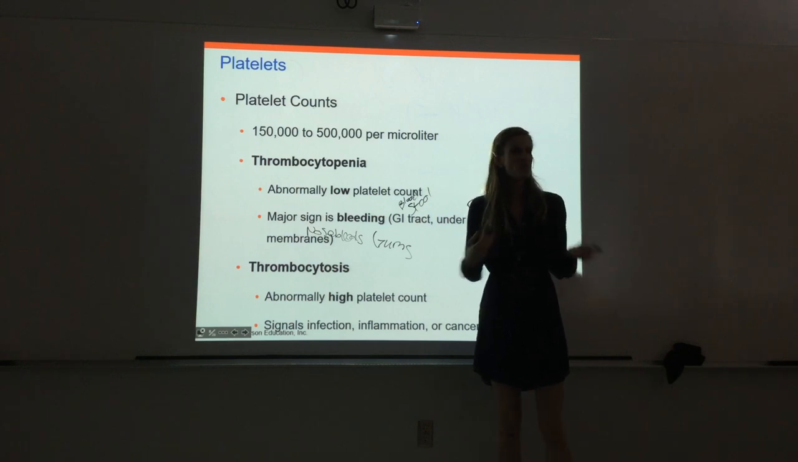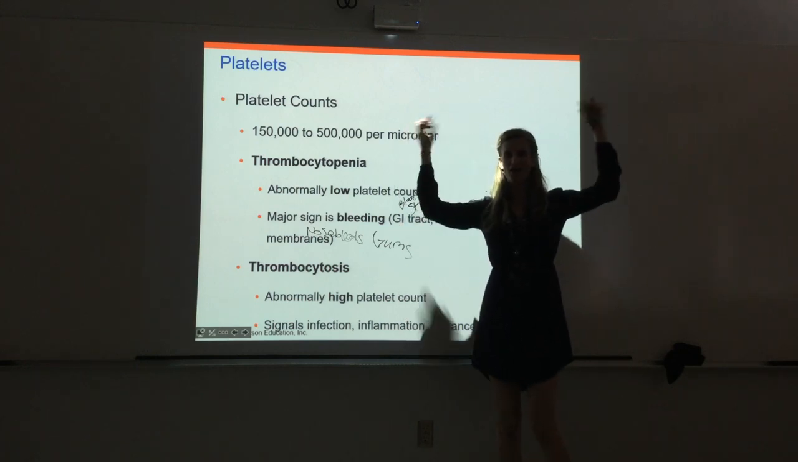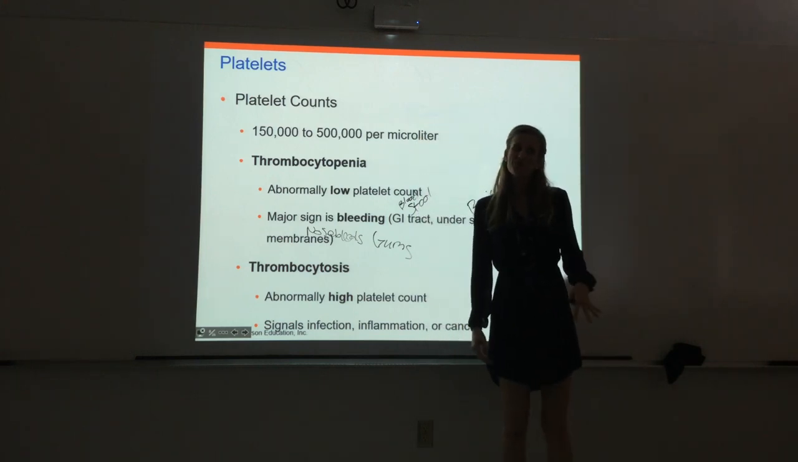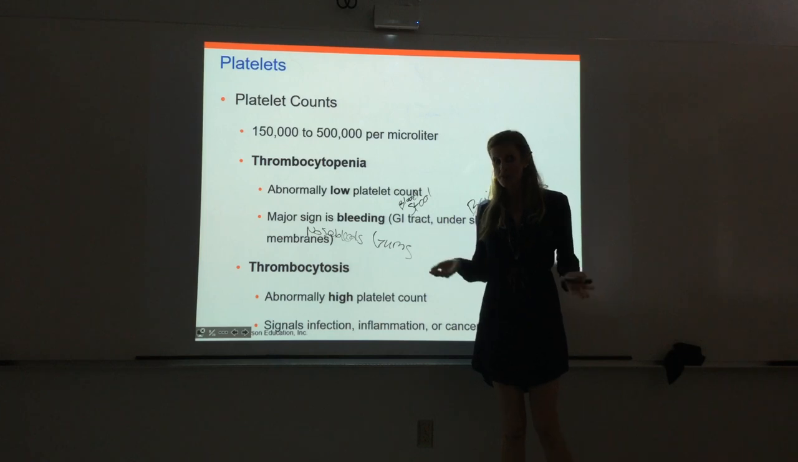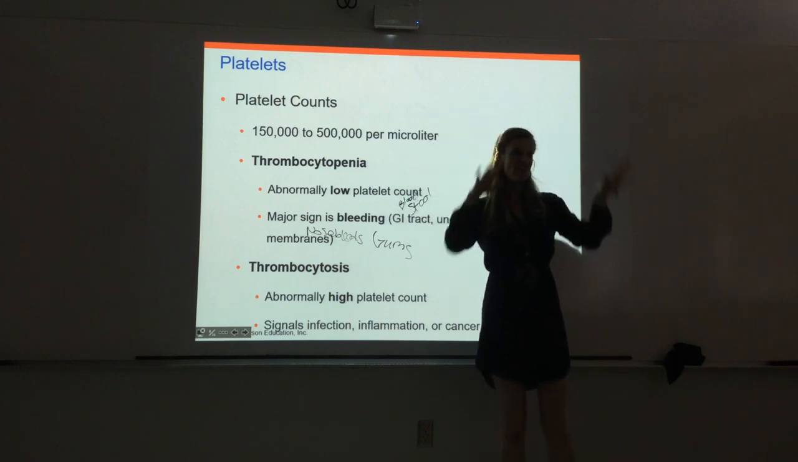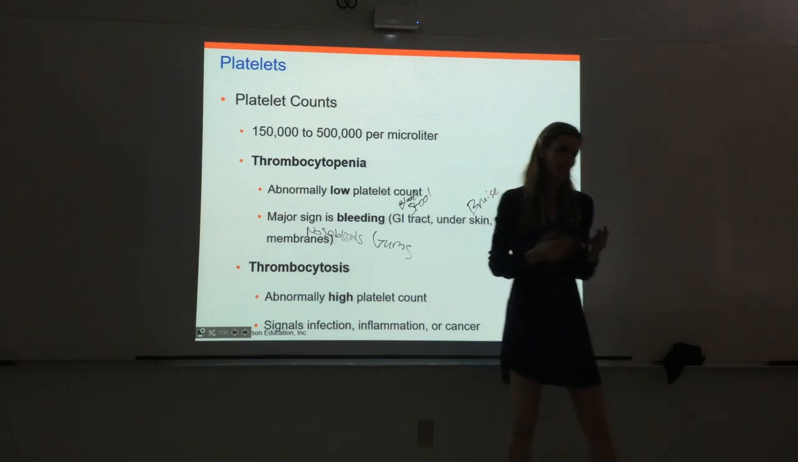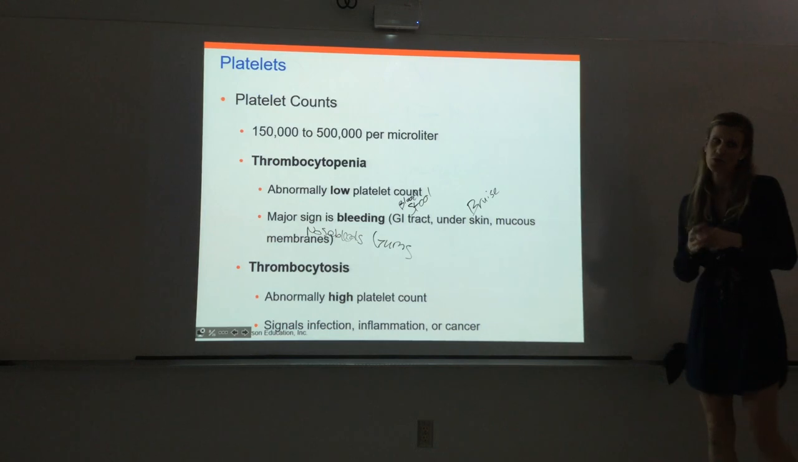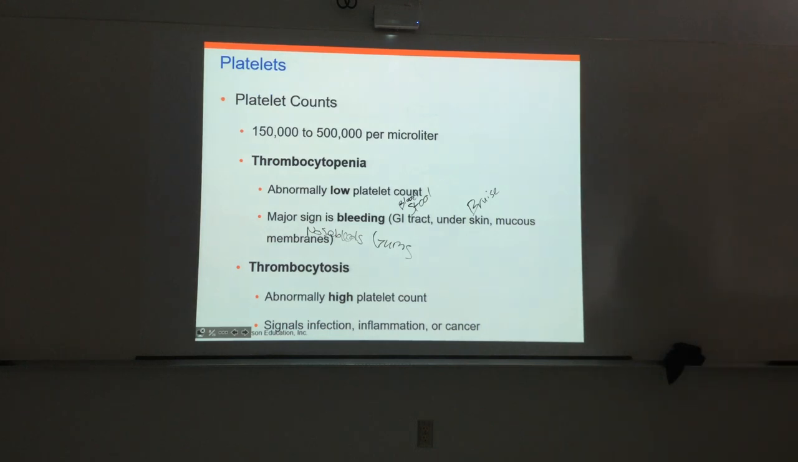When there's an infection going on, we start to release all of those colony-stimulating factors to increase our white blood cells. But remember, some of those colony-stimulating factors, like multi-CSF, work really high in that production chain. So they'll end up increasing our platelets as well. If it's super, super high, this might be a sign that there's some sort of cancer going on. But typically, we're just looking at infection or inflammation.